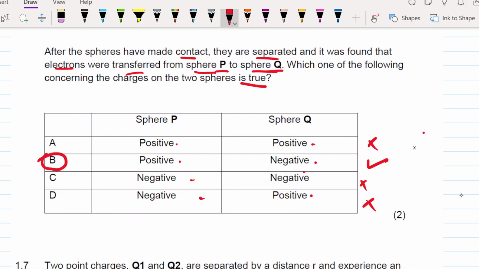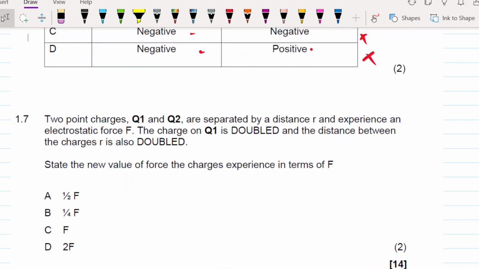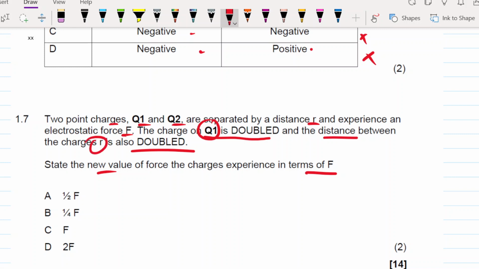That is 1.6. Now the last question, which is 1.7. 1.7 says two point charges Q1 and Q2 are separated by distance R and experience an electrostatic force F. The charge on Q1 is doubled and the distance between the charges R is also doubled. State the new value of the force the charges experience in terms of F. Okay, so Q1 is doubled and the distance R is doubled.